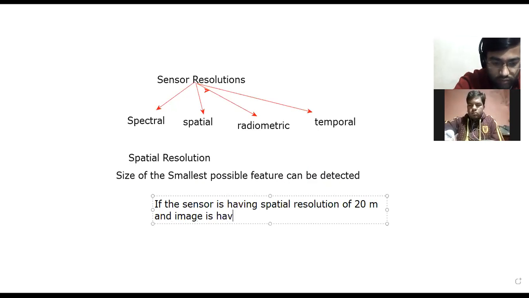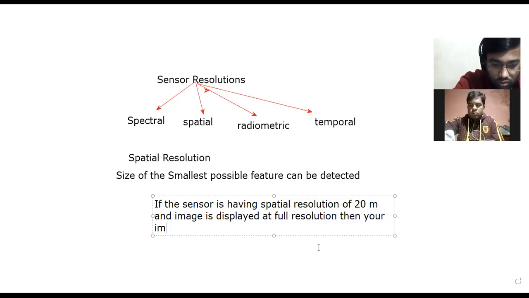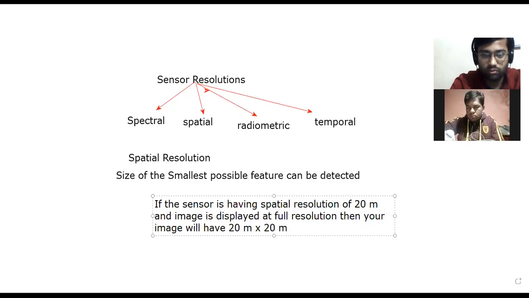the image is displayed at full resolution, then your image will have 20 meter by 20 meter size for each pixel.